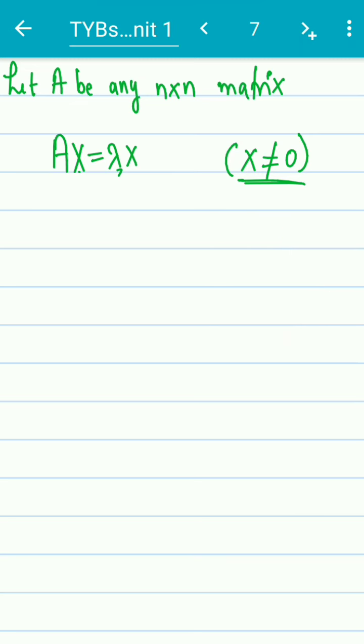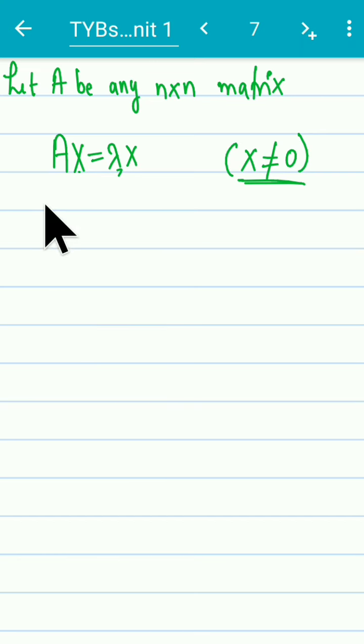So I am interested in finding out x and lambda such that A times x is equal to lambda times x, where lambda is nothing but a scalar and x is nothing but a column vector. And A is nothing but an n cross n matrix. Suppose there exists some x and lambda. Then what will happen? It will satisfy this equation.